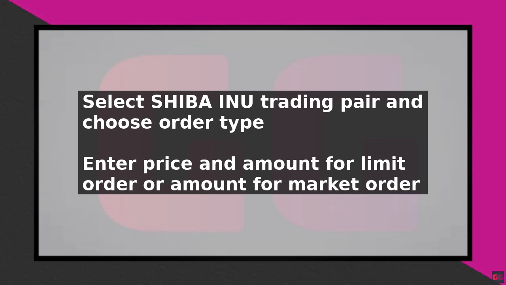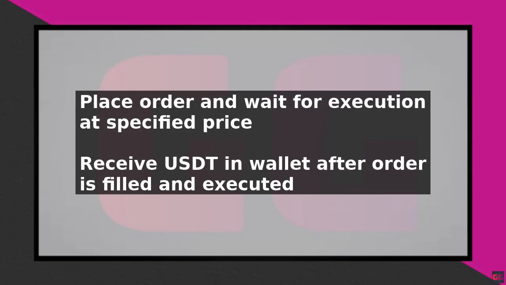If you choose a limit order, enter the price at which you want to sell your Shiba Inu and the amount you want to sell. If you choose a market order, simply enter the amount you want to sell. Then, click on the Sell button to place your order. Your order will be executed when a buyer is found at the price you specified, or at the current market price if you chose a market order.